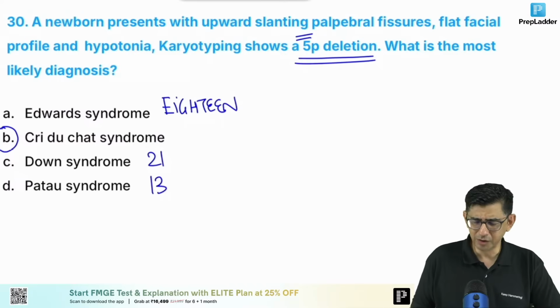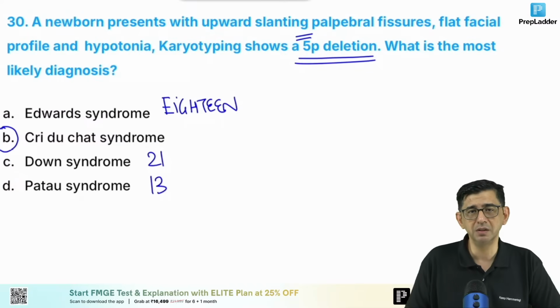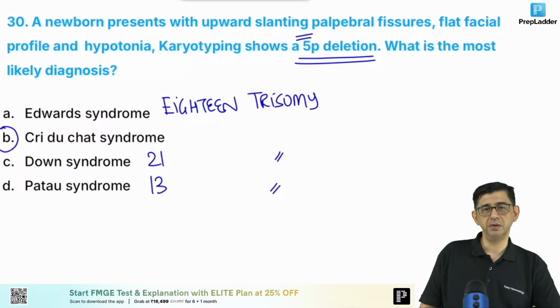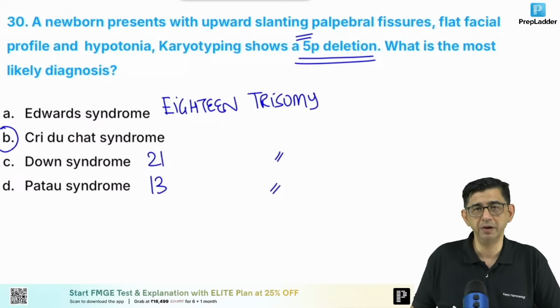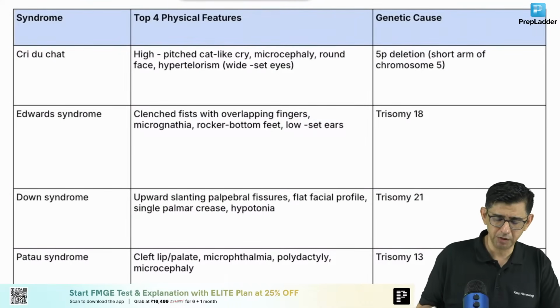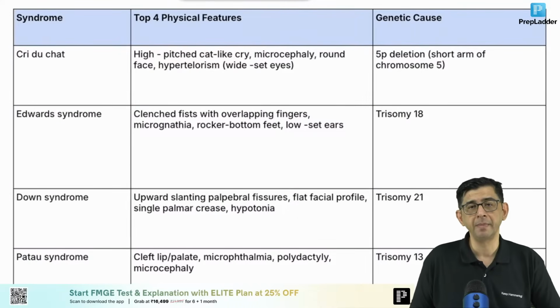The rest are trisomies, and this is a deletion. So one way to solve it is the trisomy component coming up again and again, and here there's a deletion that is happening. Or it would be simply the 5p deletion part, which can help you in remembering this, and then a couple of salient features for each of them can be remembered.